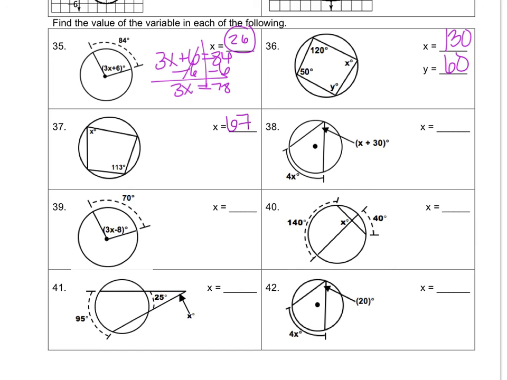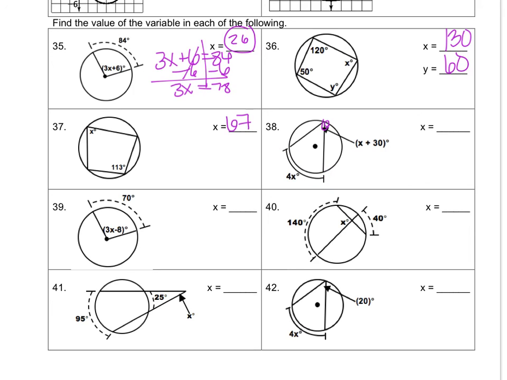Okay, on number 38, this is a different type of angle. It's an angle in an inscribed circle, but the main point right here is on the part of the circumference. It says if an angle is inscribed in a circle, then the measure of the angle is half the measure of the intercepted arc. So this angle is going to be half of this intercepted arc.